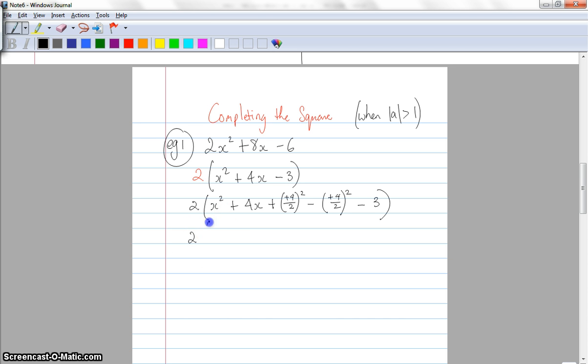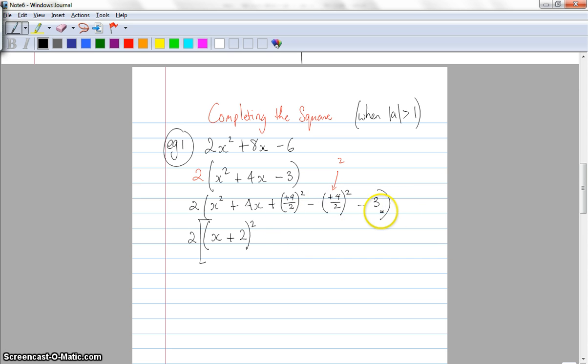So this becomes 2, now x squared plus 4x plus 4 over 2, which is really the same as 2. I'll just put that there just so I don't need to write another line. That condenses down into x plus 2 all squared. Those 3 terms there condense down into x plus 2 all squared. Hopefully you know how to do that already.